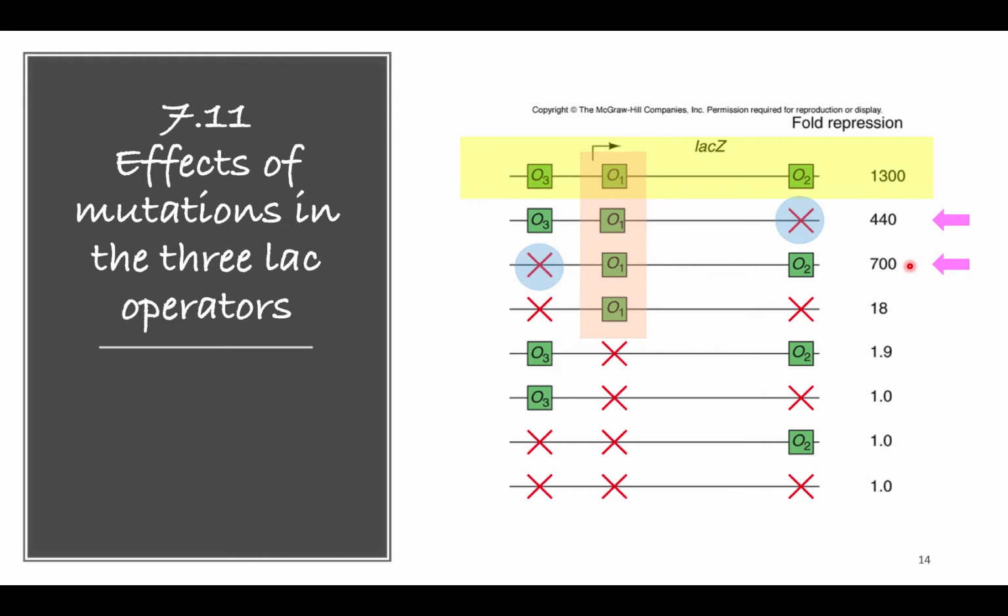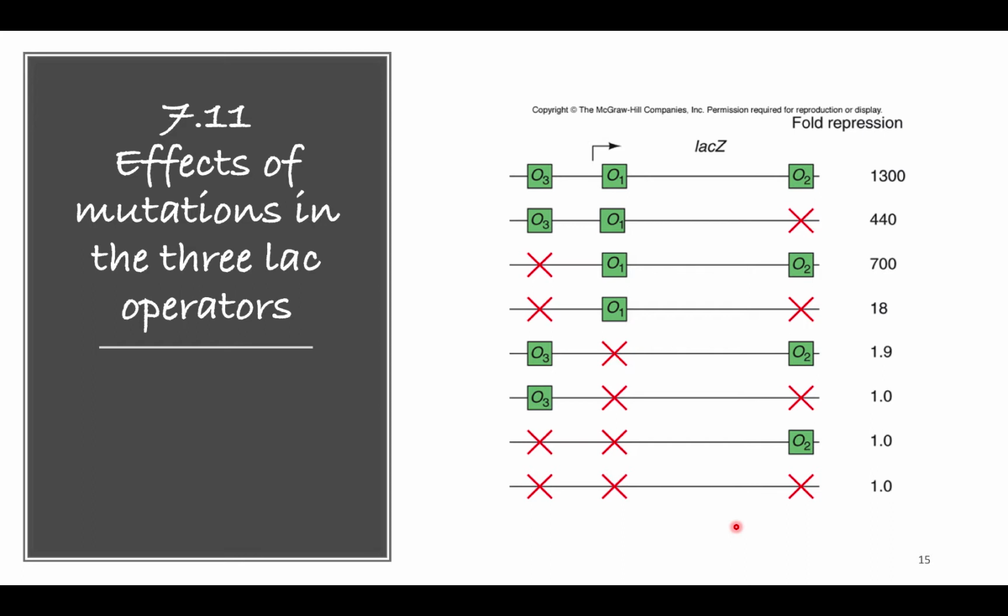Then, if both LacO2 and LacO3 are missing, repression is only 18-fold. You get some repression from LacO1 alone, but nothing like when another is also present. We can conclude from here that removal of either of the auxiliary operators decreased repression only slightly, but removal of both auxiliary operators decreased repression about 50-fold.